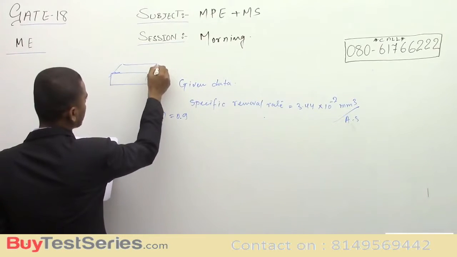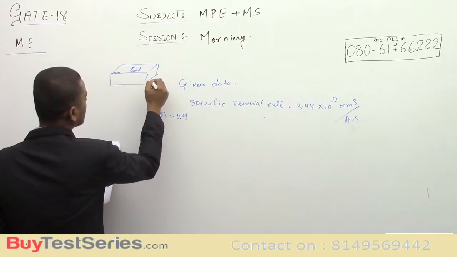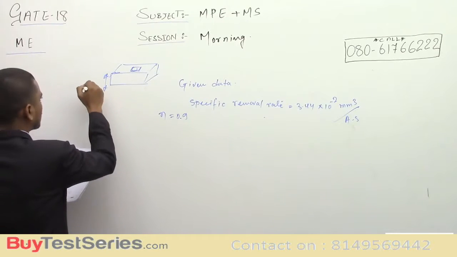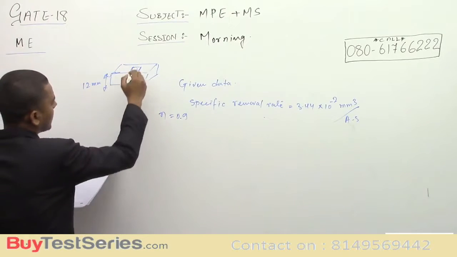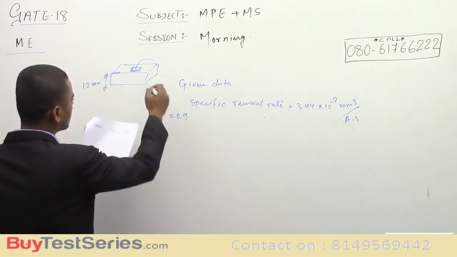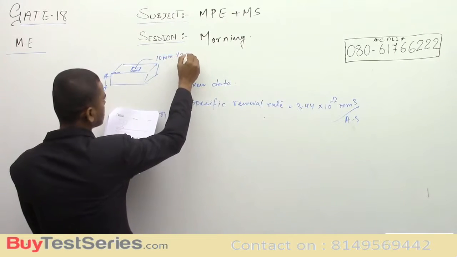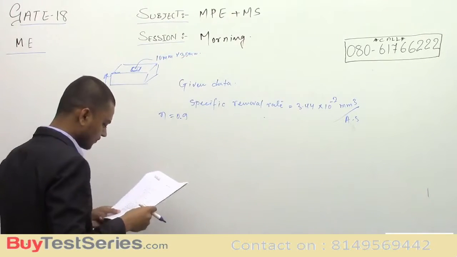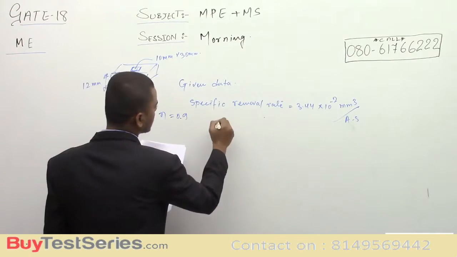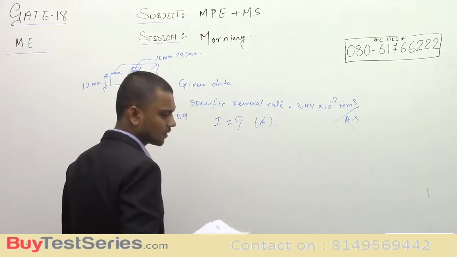suppose we have this plate, into this we have to make a rectangular hole. So thickness of the plate is 12 mm and the cross section of that hole is 10 mm into that 30 mm. Now in this, we have to find out the current in ampere.